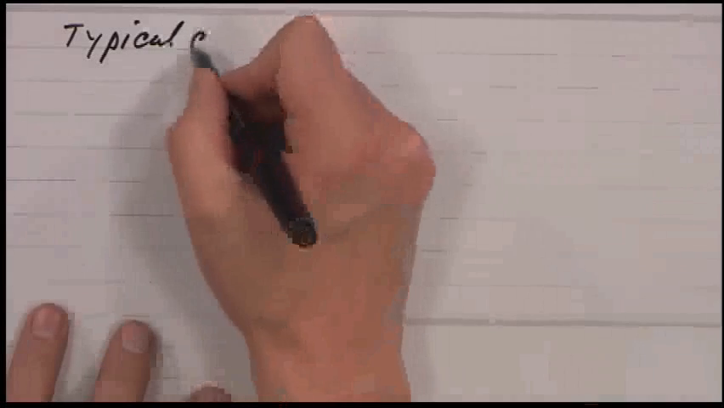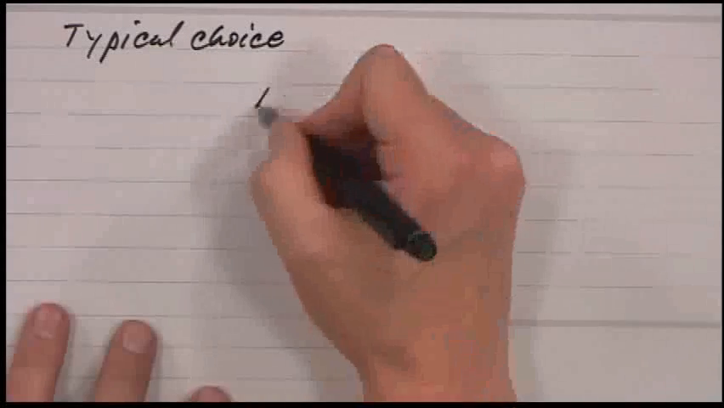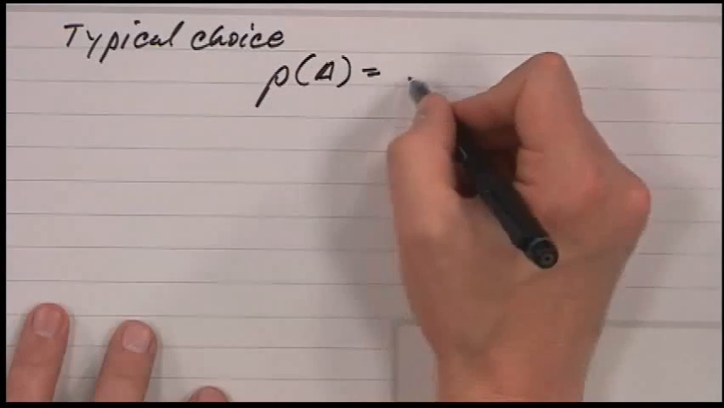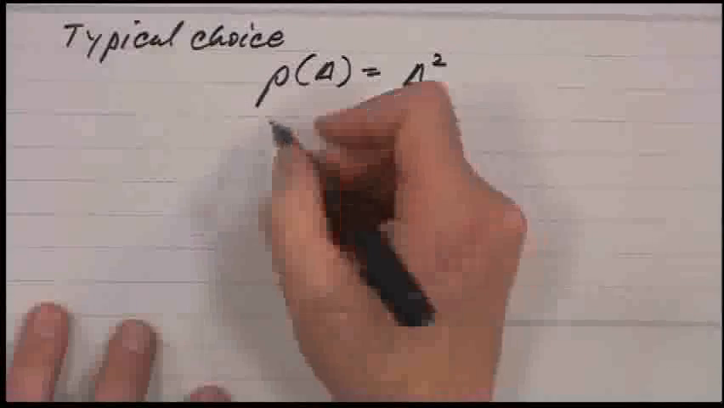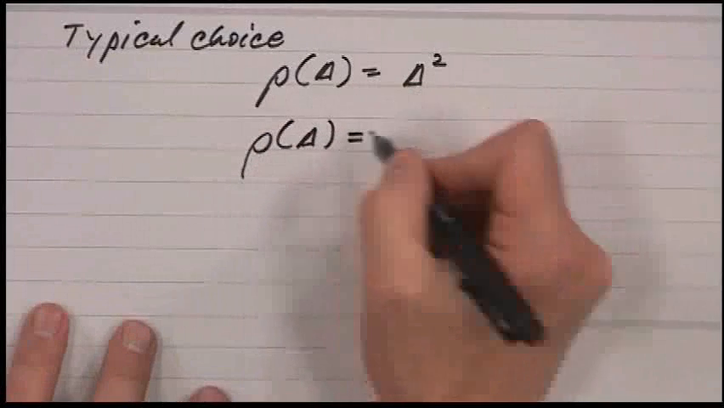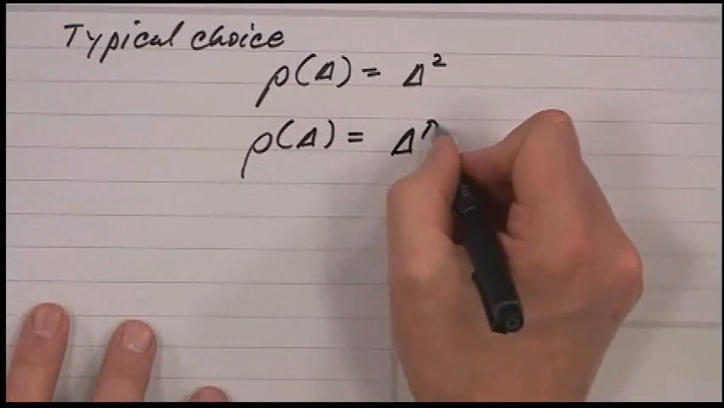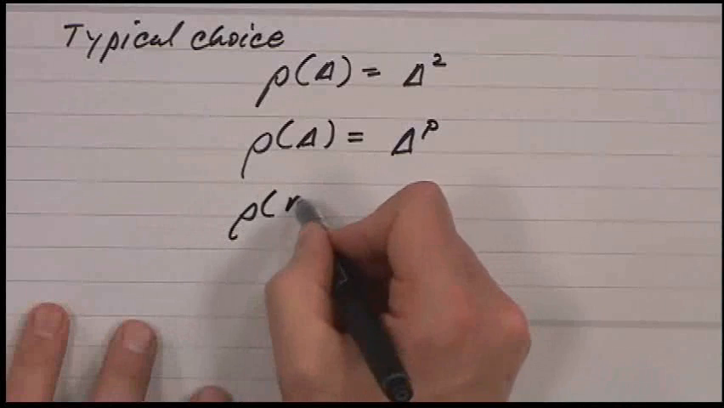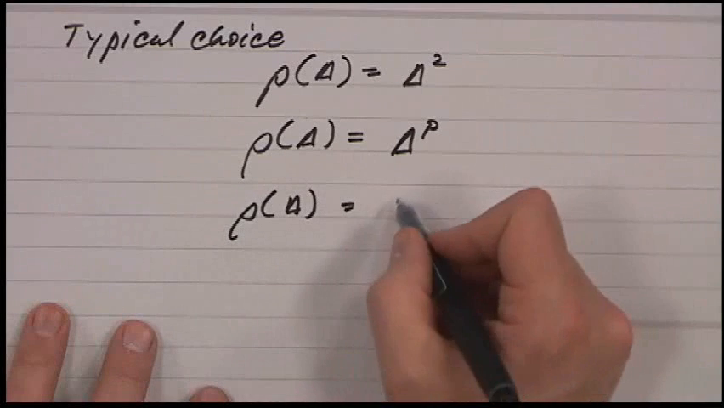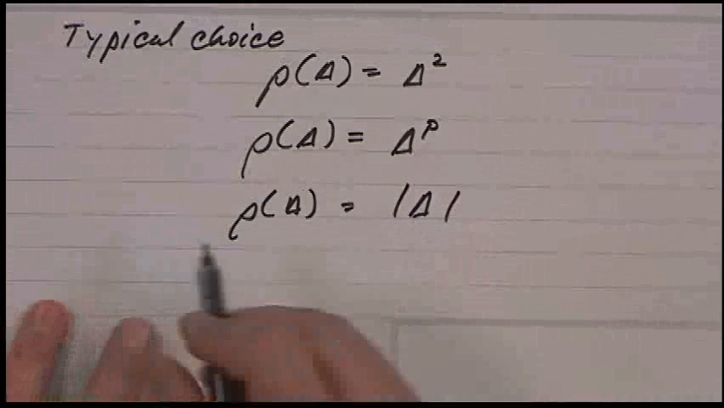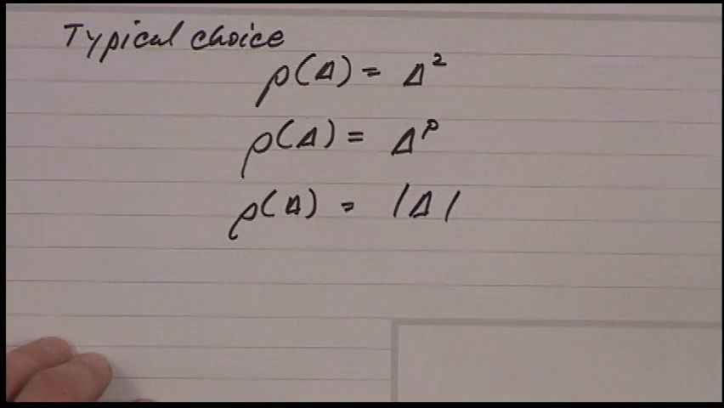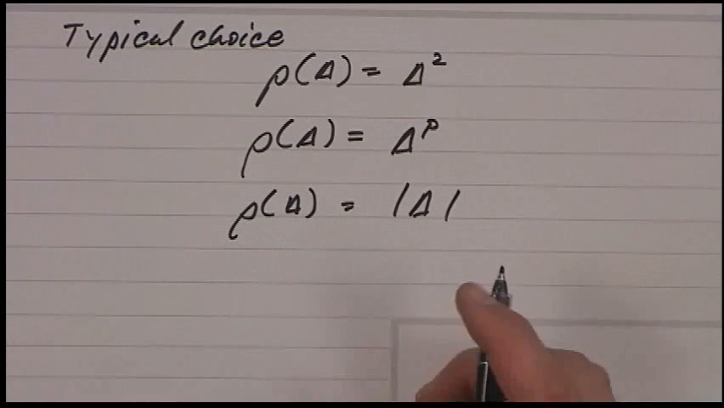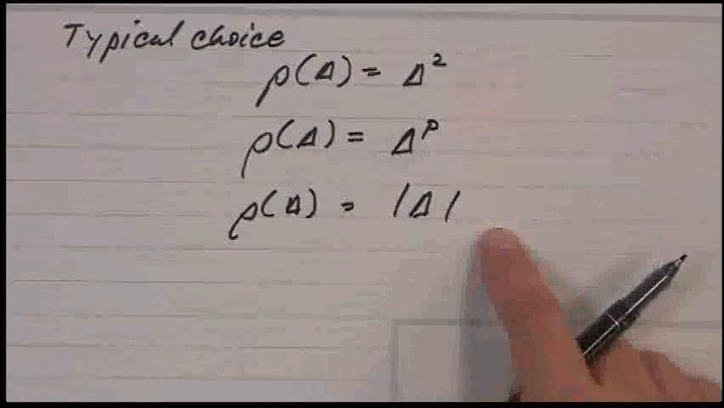typical choice is going to be rho of delta equals, say, delta squared, or rho of delta equals delta to the p, or rho of delta equals the absolute value of delta, or it could be, well, we'll get into some other choices later, okay? Otherwise, it would seem somewhat unmotivated. But these are simple functions, right?